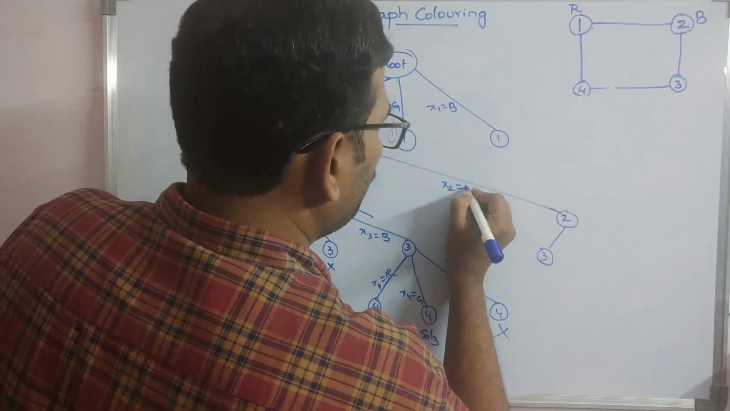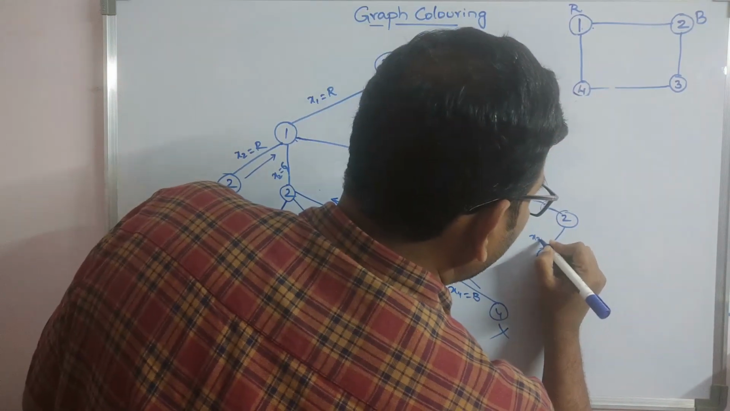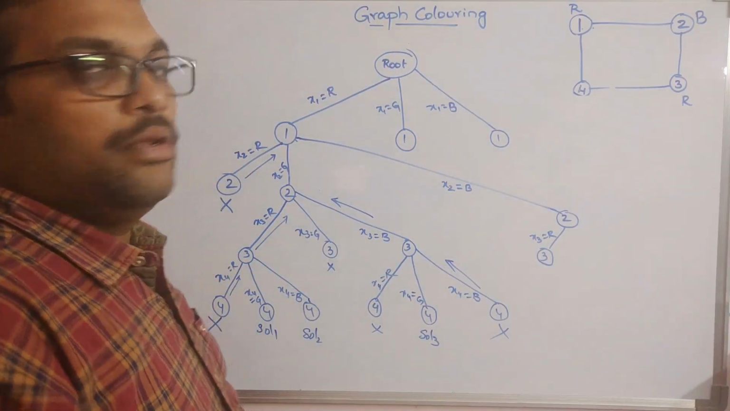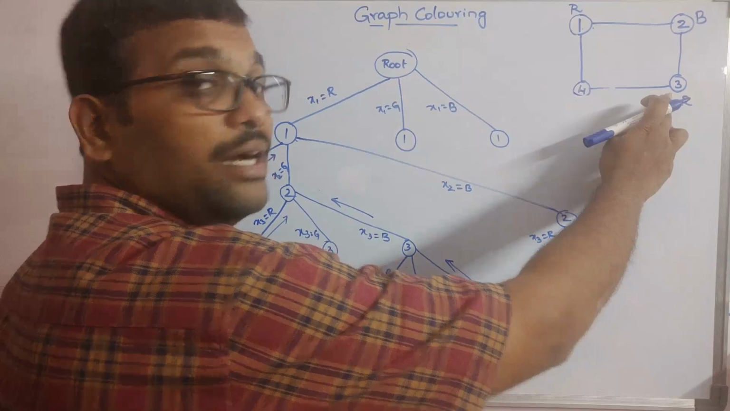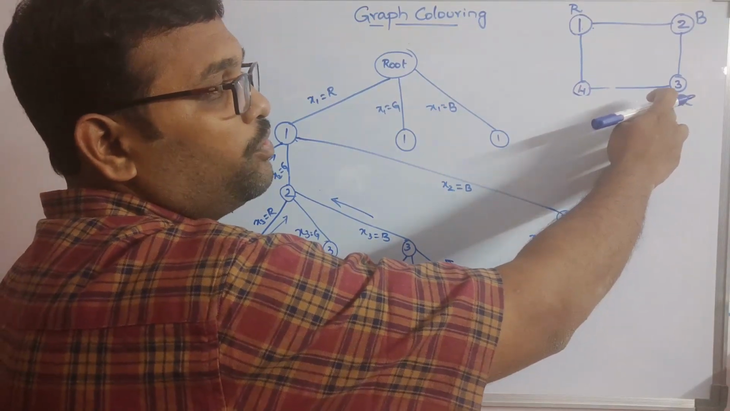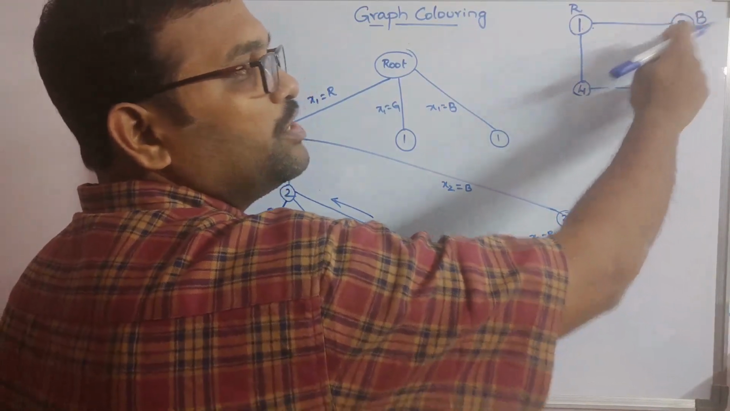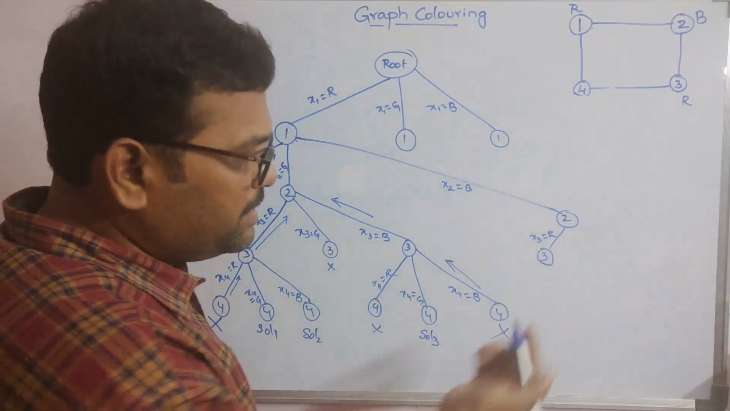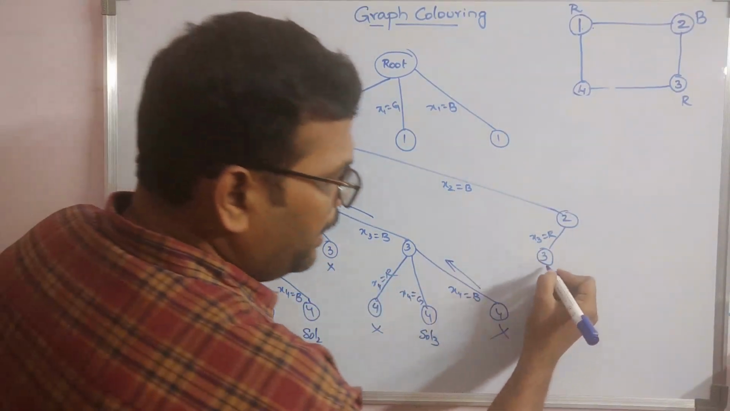So x2 is equal to blue, and here x3 is equal to R. Is it possible? The third region is having 2 adjacent nodes, 4 and 2. 2 is filled with blue and 4 was not visited. So 3 can be filled with red. Yes, it is possible.